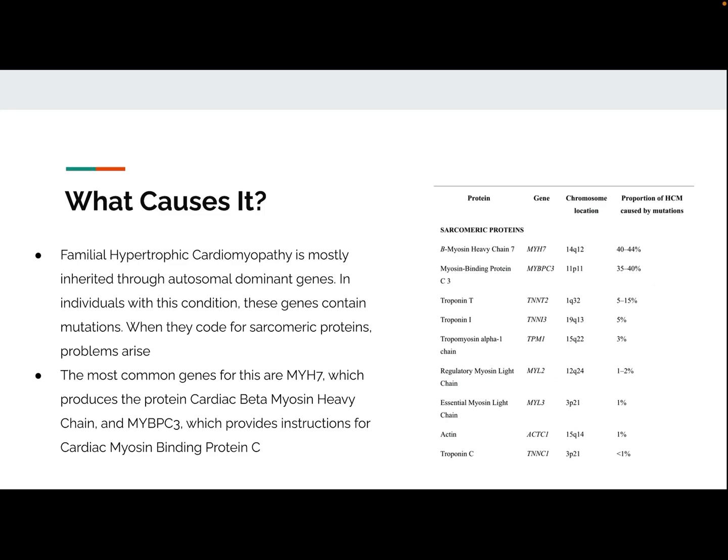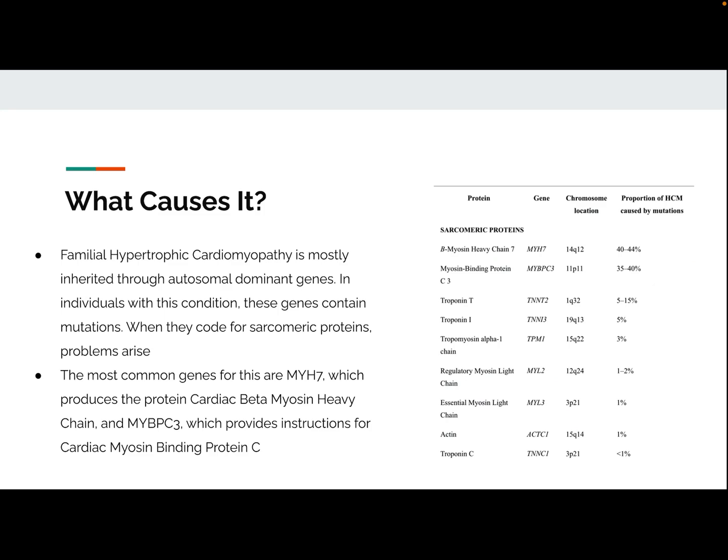So what causes this disease? Familial hypertrophic cardiomyopathy is mostly inherited through autosomal dominant genes. In individuals with this condition, these genes contain mutations, such as insertions, deletions, etc. When they code for sarcomeric proteins, problems arise.